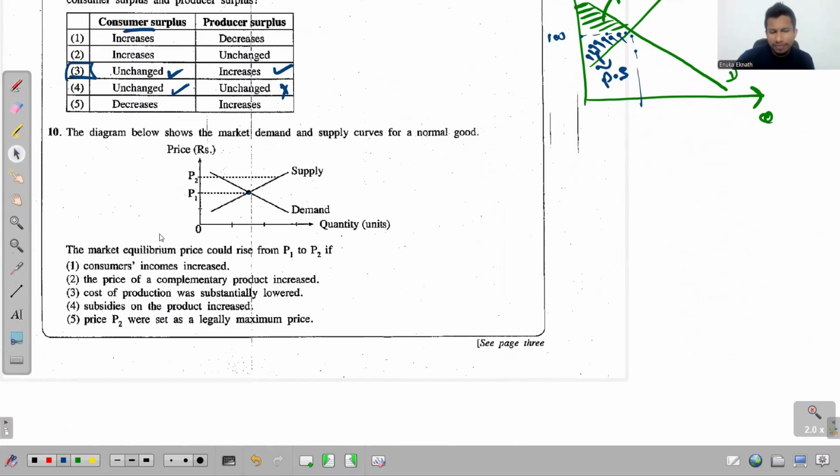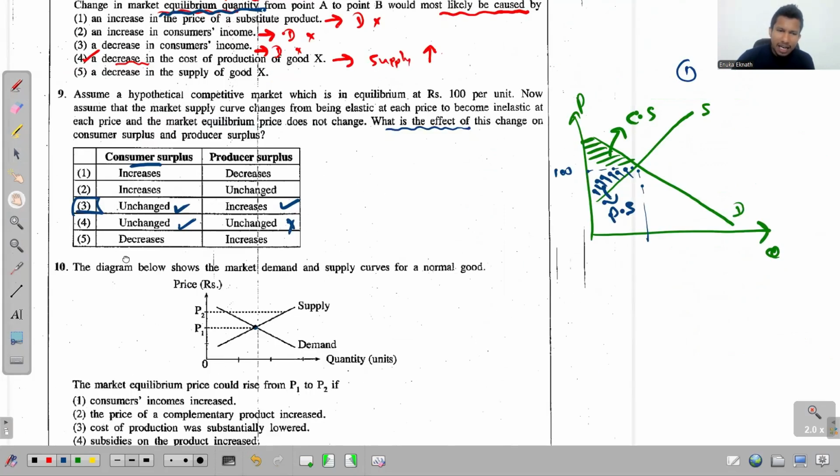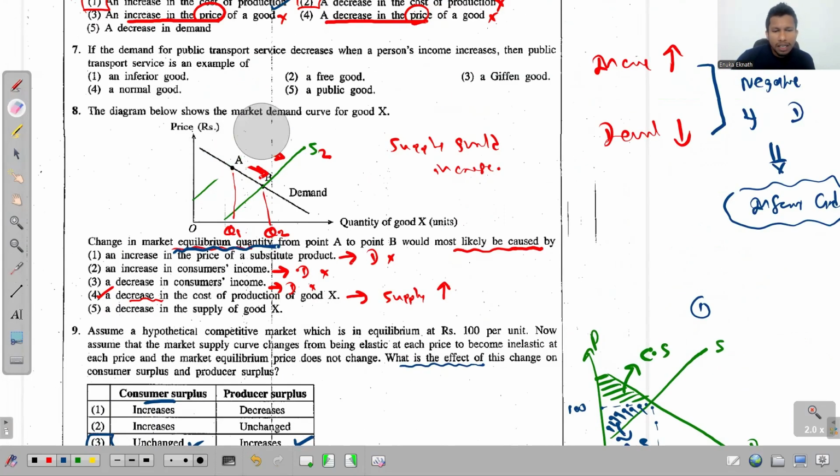Earlier we talked about a change in the quantity. Equilibrium quantity changes from point A to point B, so the only possible reason here is the change in the supply.